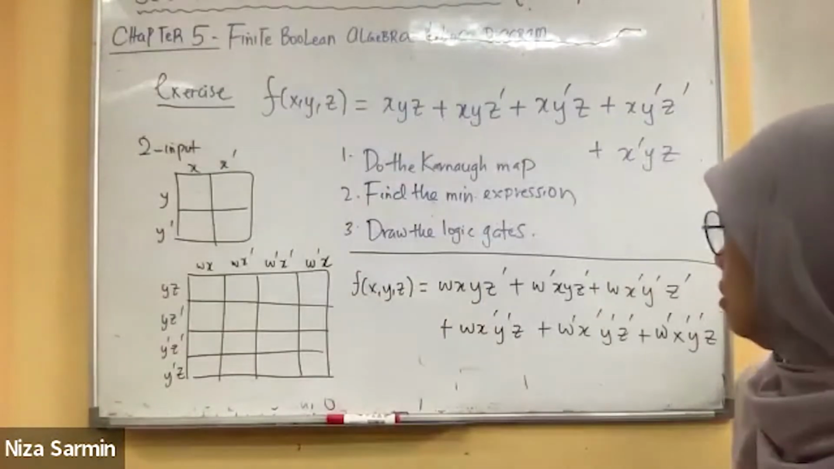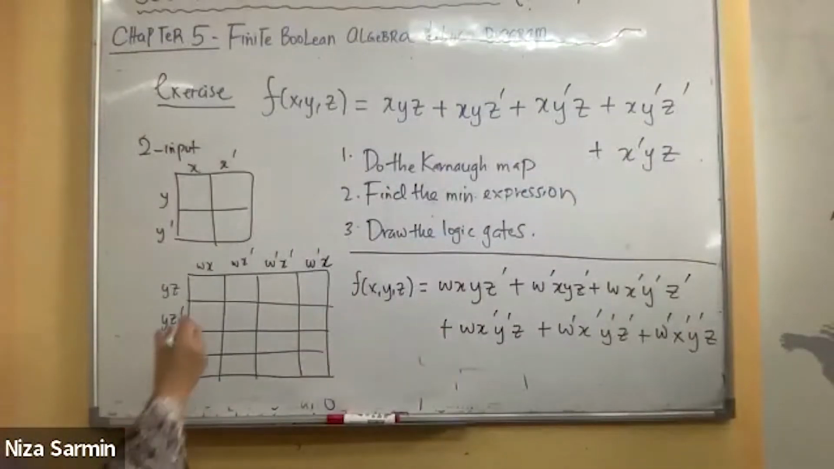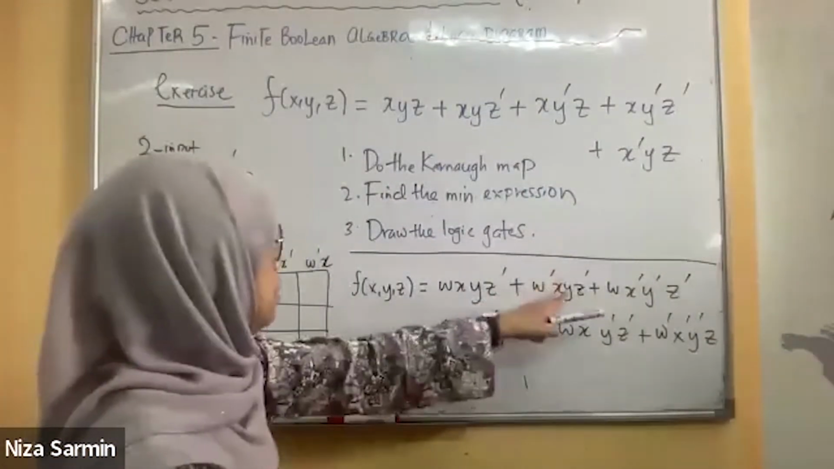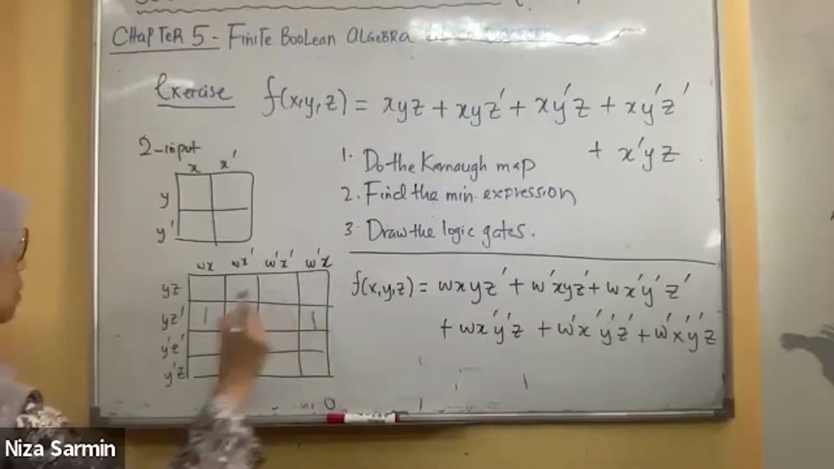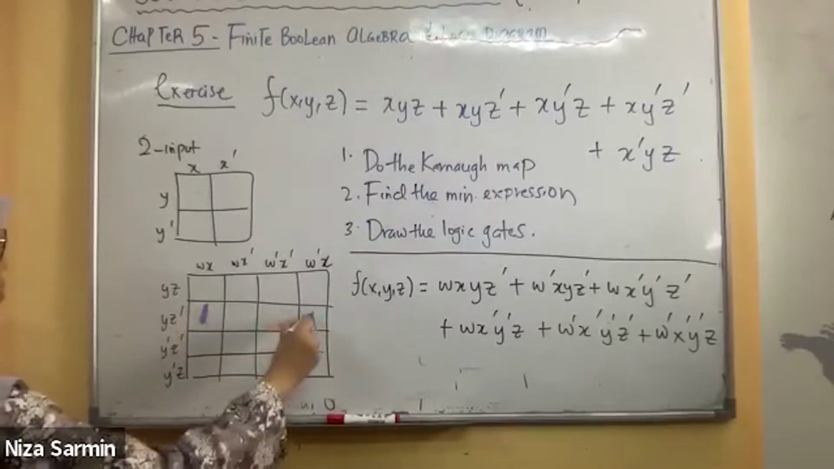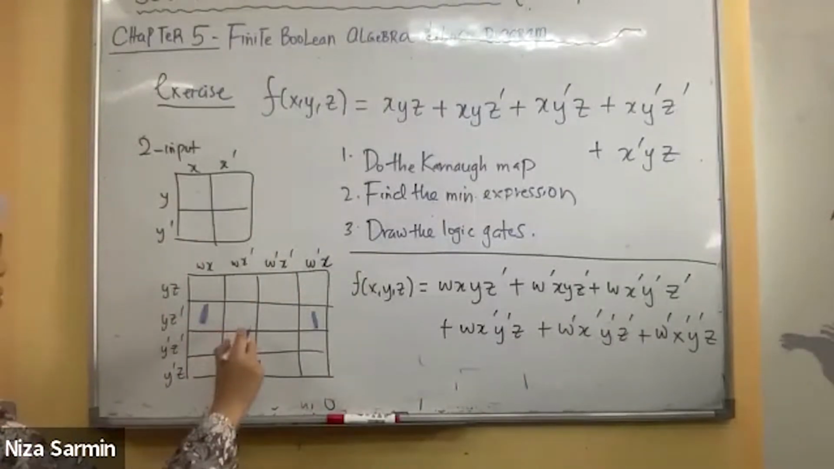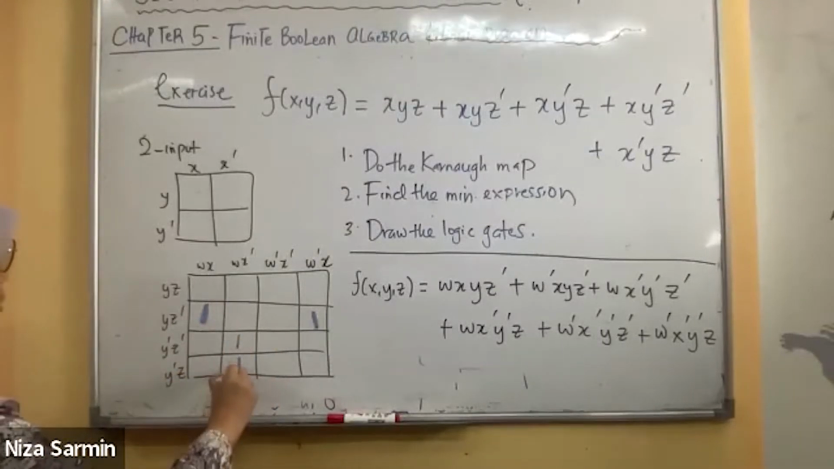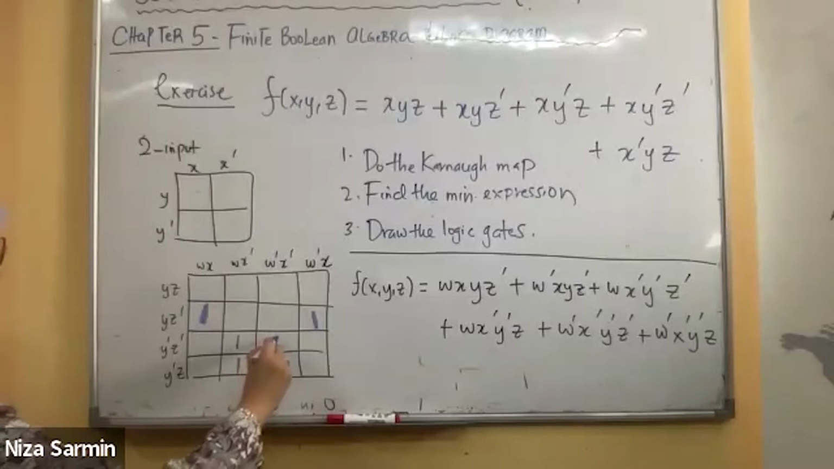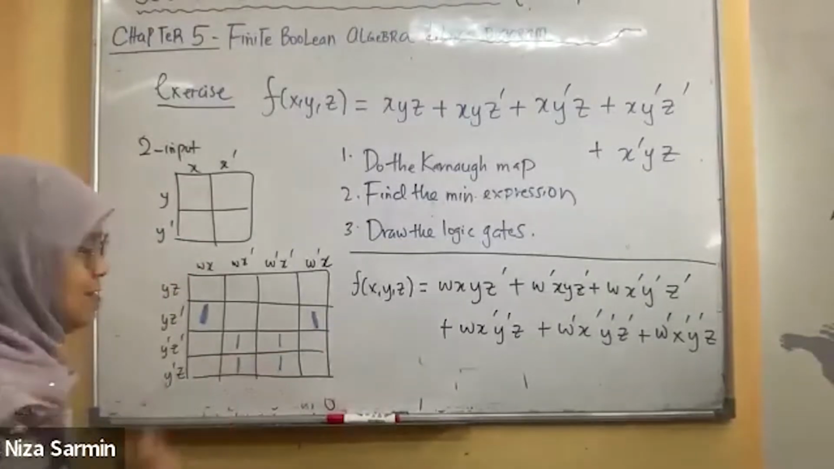All right. So W x, y, z prime here. W prime x y, W prime x, y, z prime here. W x prime, y prime, z prime here. X prime, y prime, z here. X prime, y prime, z prime here. Okay, and then here.